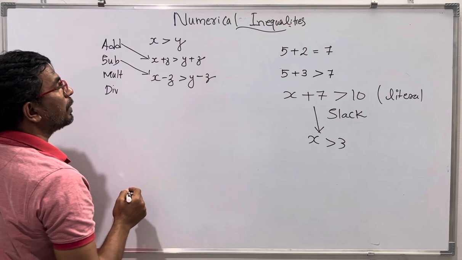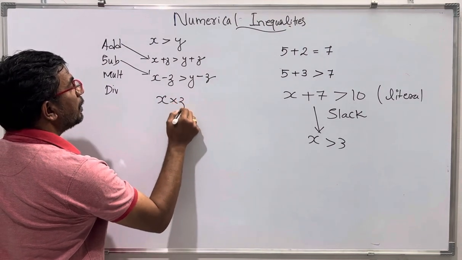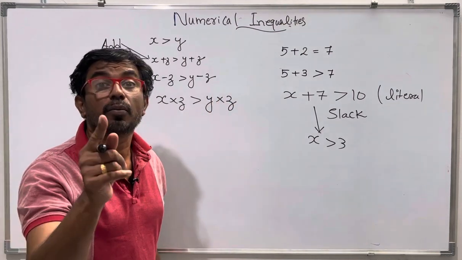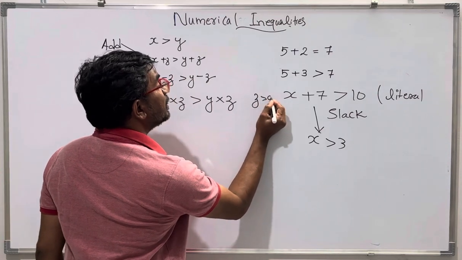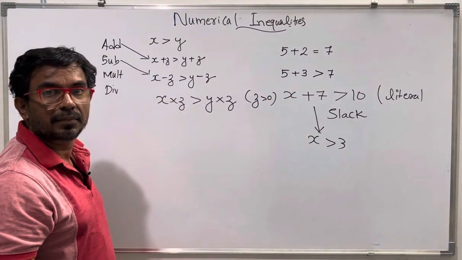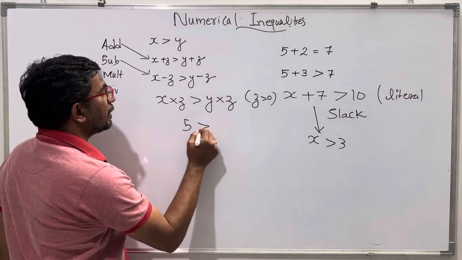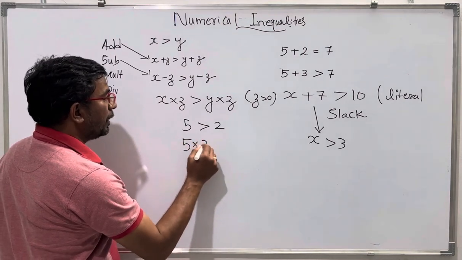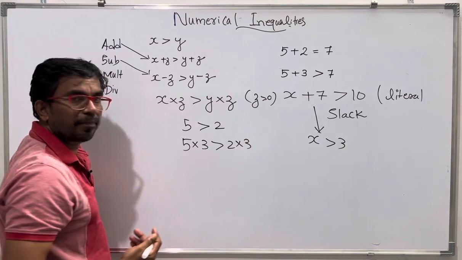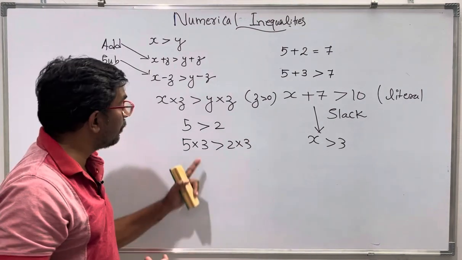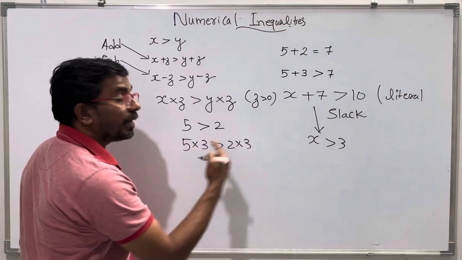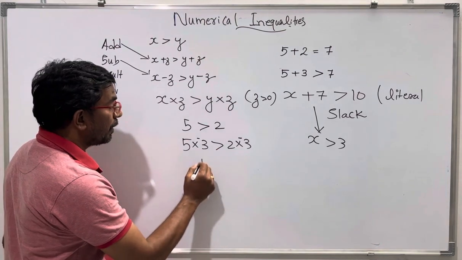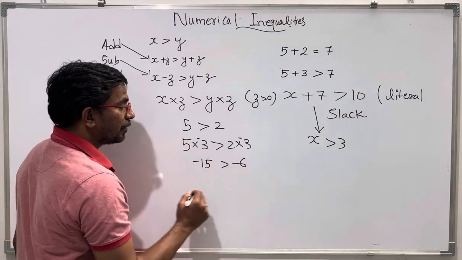What about the multiplication property? x into z is greater than y into z. Is this correct? Always? Not always. If z is greater than 0, positive, only then is this correct. I'll tell you an example. For example, 5 greater than 2. I multiply by a positive number 3. So I can write 5 into 3 is greater than 2 into 3. What about multiplying by a negative number, suppose I am multiplying by minus 3? Is this inequality correct? This will become minus 15 greater than minus 6. You know this is wrong.